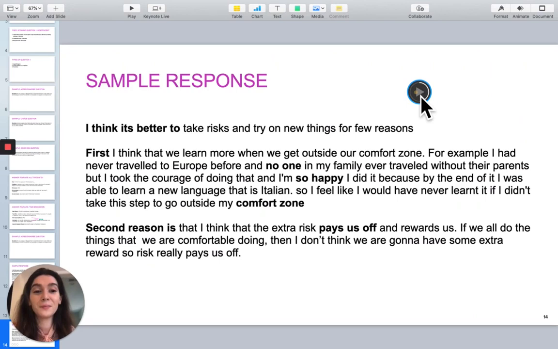End of it, I was able to learn a new language, that is Italian. So I feel like I would have never learned it if I didn't take this step to go outside my comfort zone.